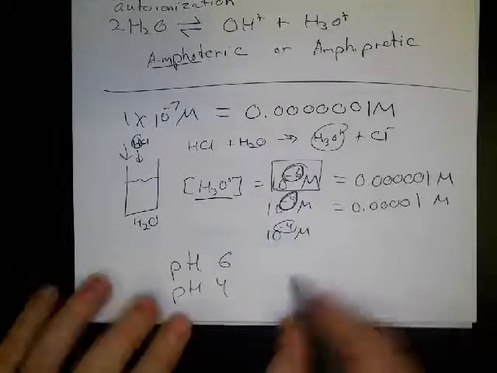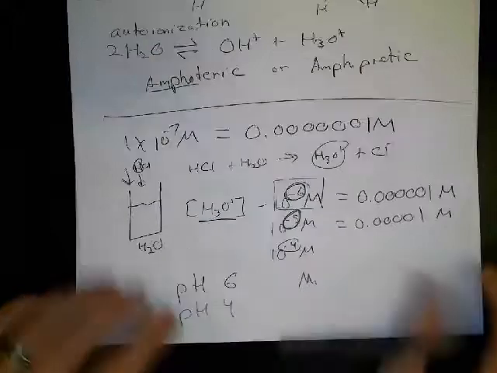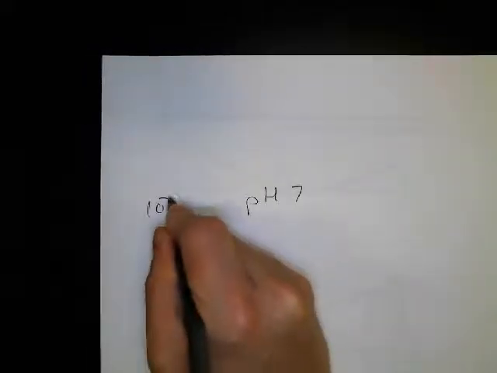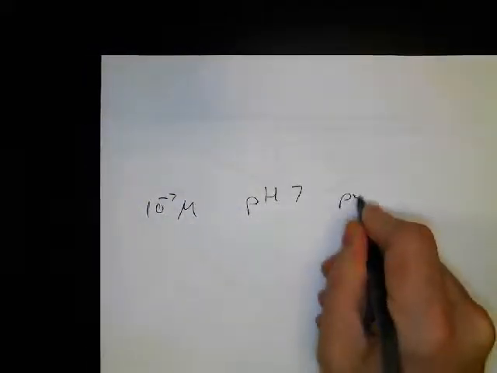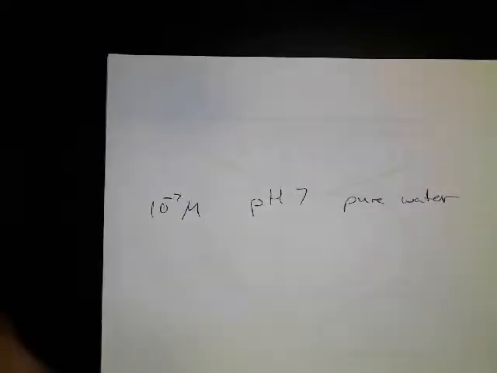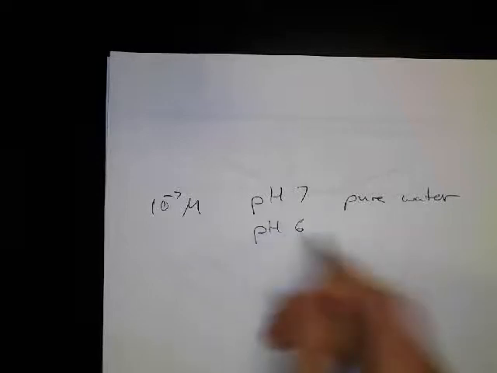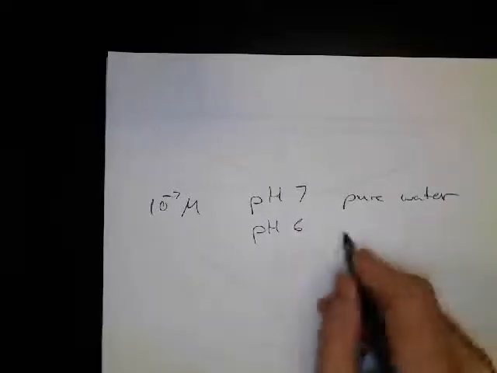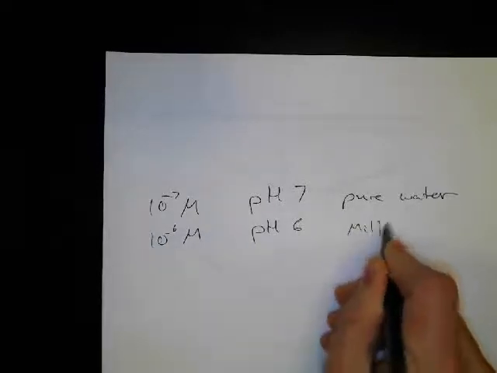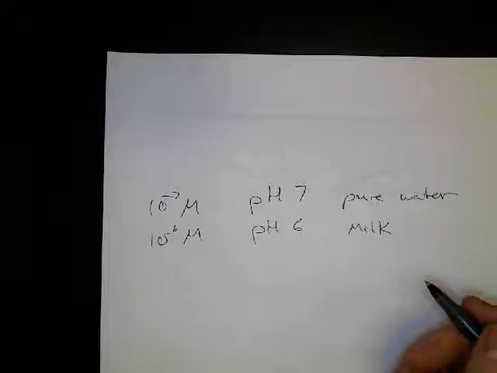Things like milk. Let me start a new page here so I have room. So like pH 7, that's pure water. That's 10 to the minus 7 molar. Okay. And let's go to pH 6, which is just 10 times stronger than water, or 10 to the minus 6 molar. That would be like milk. Milk has lactic acid in it, which adds a little bit of extra hydrogen to water, but not much.